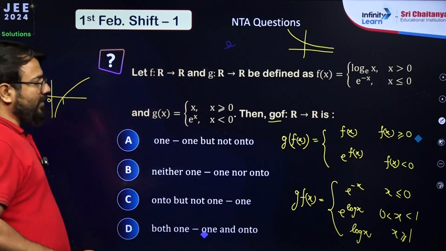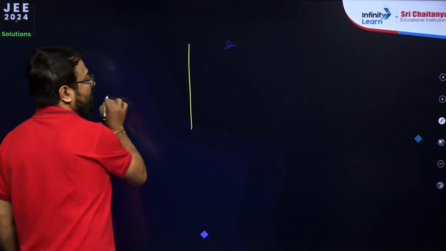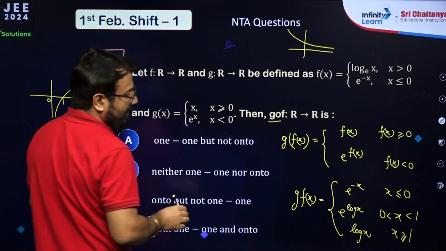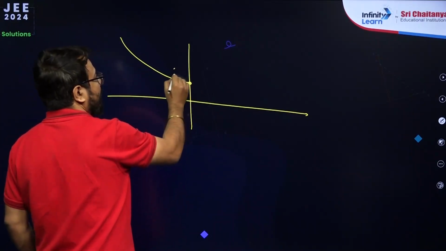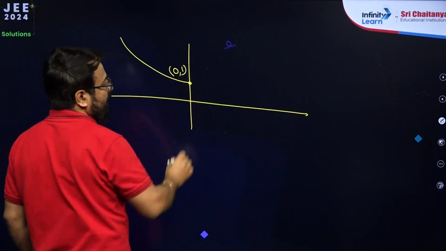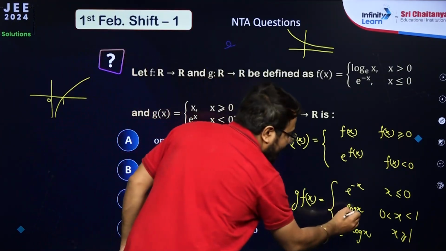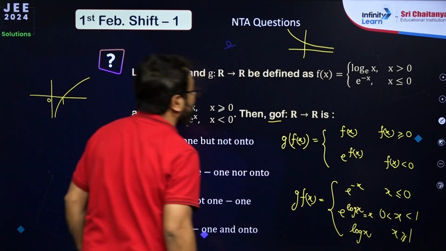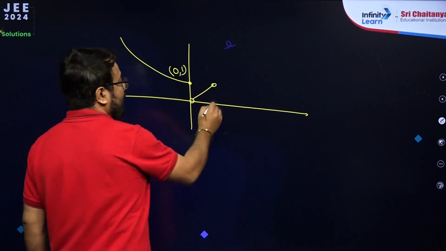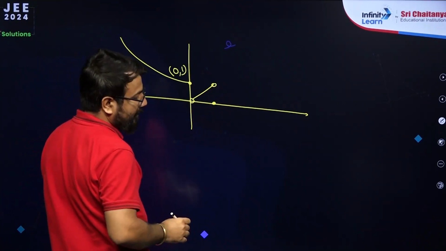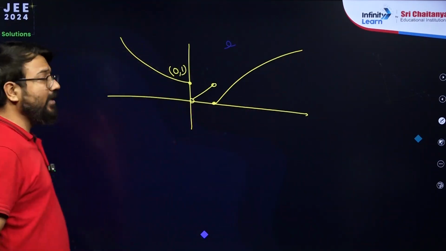Now let us try to plot the graph of this function. It has been given to us that for x less than 0, it is e raised to the power minus x, so up till it is 0, 1. Then between 0 to 1, it is equal to x, so we need to draw the line y equals x. We have drawn the line y equals x. Then after that, for x greater than 1, it is log x.